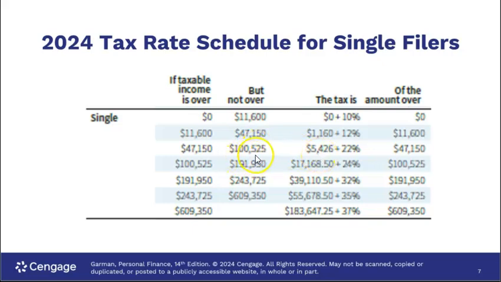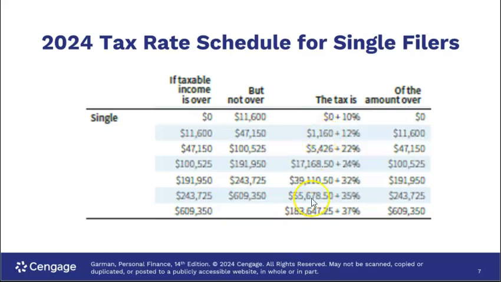So the last dollar you made and everything over $47,150 is taxed at 22%. So that would be 22% times the amount over $47,150 plus $5,426. $5,426 is the amount of tax on taxable income of $47,150, and that's the same.